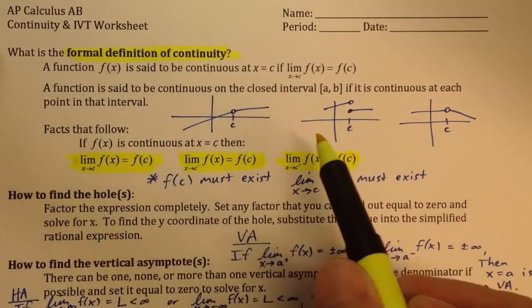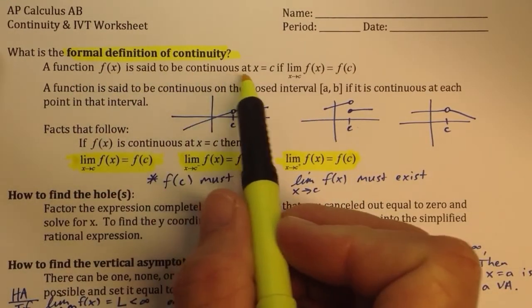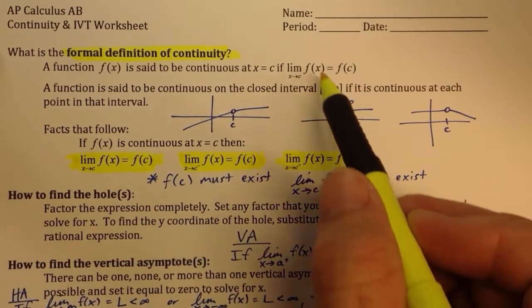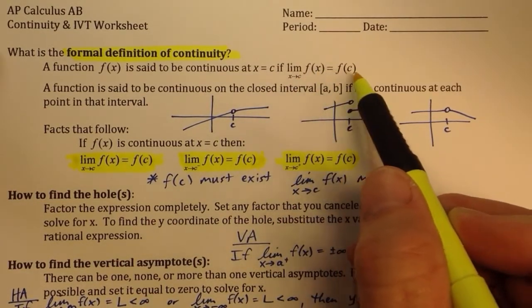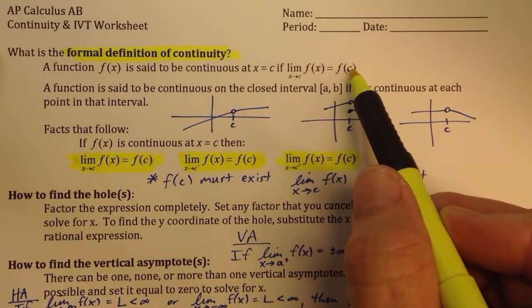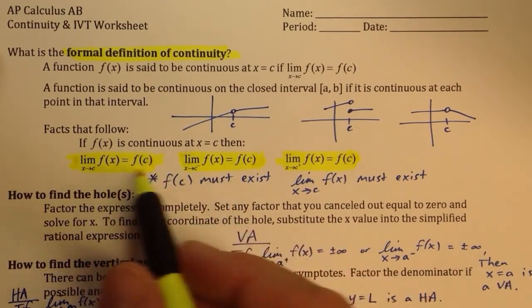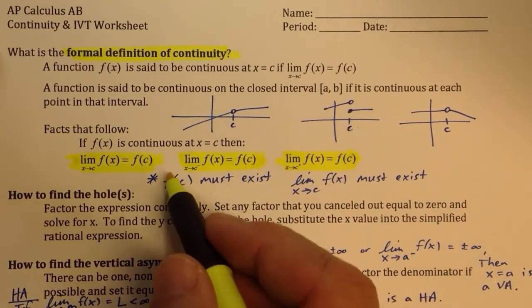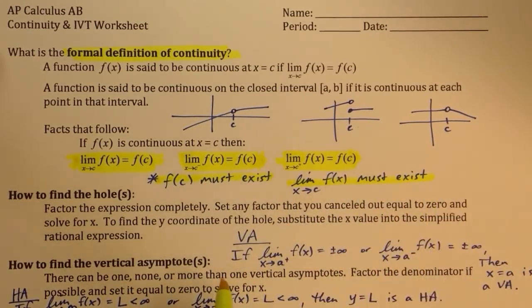The formal definition of continuity is basically a function f of x is said to be continuous at x equals c as long as the limit as x approaches c of f of x is equal to the function at c, so the value of the function at c. Keeping in mind, we talked a little bit about the three criteria that must be met. f of c must exist, the limit must exist, and then they have to be equal to one another.